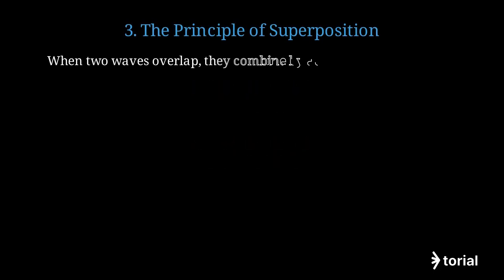Now let's discover what happens when waves meet. The principle of superposition states that when two or more waves overlap, the resulting displacement is the sum of individual displacements. Mathematically, the total wave equals wave 1 plus wave 2 at every point in space and time.